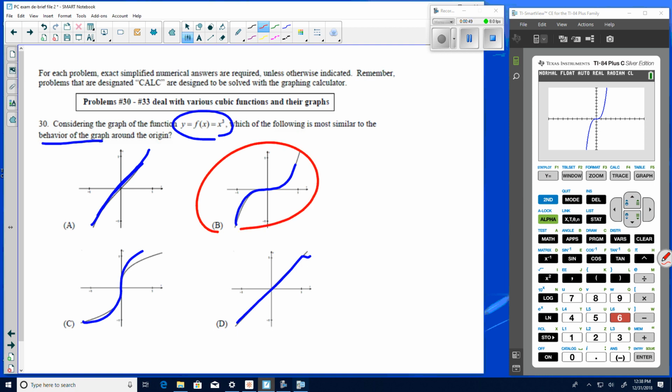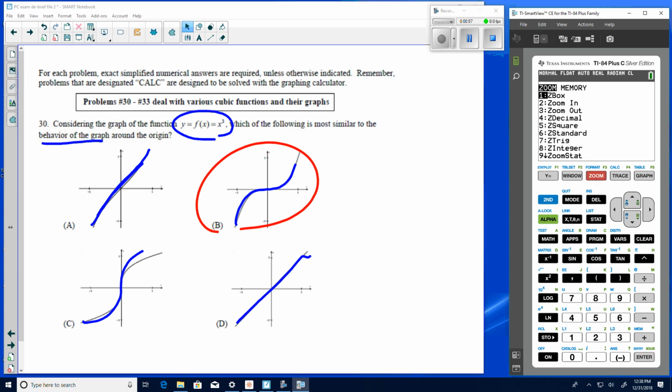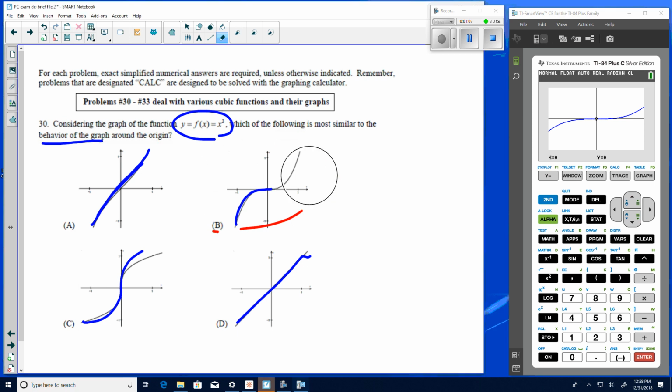By the way, if we zoom in here, you'll see that as you get closer and closer to the origin, I'll zoom in one more time, this does appear to be horizontally passing through the origin. Okay, we'll be looking at our library of functions over the next day or two because we will be testing those before the semester ends.